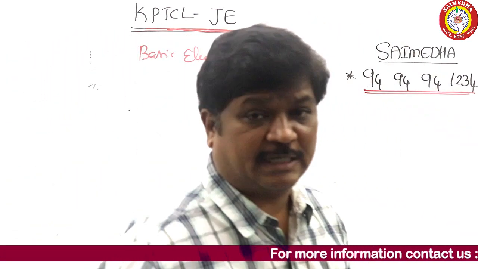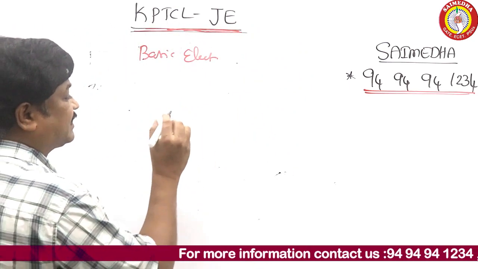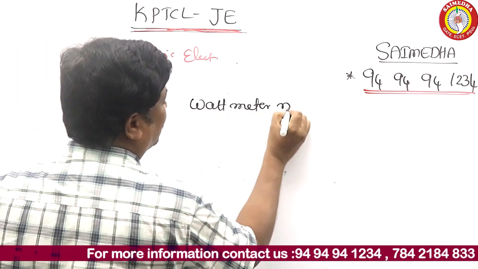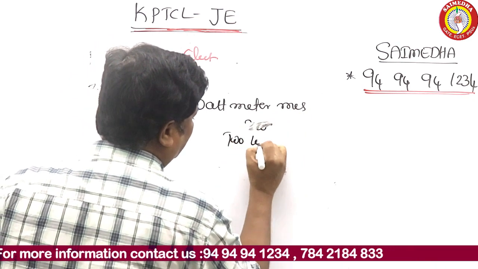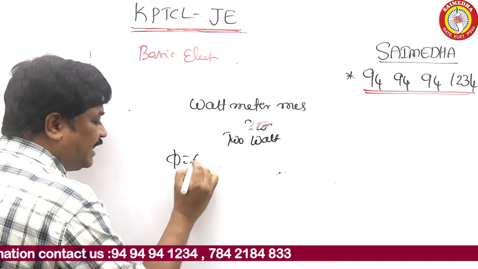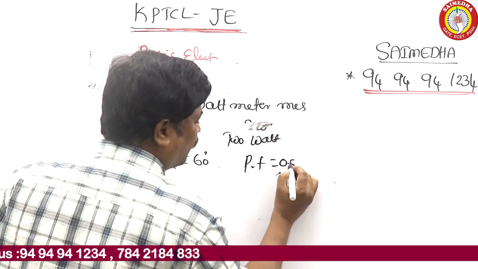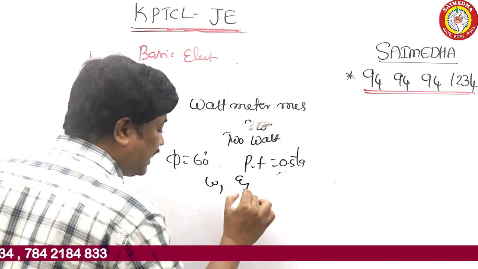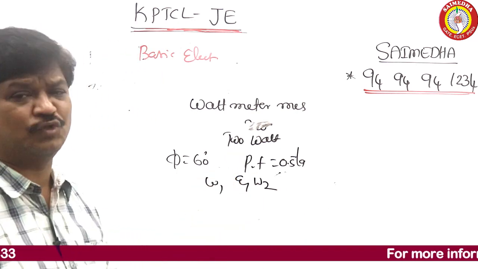And the most important topic in this basic electrical in three-phase circuits is wattmeter measurement. Two wattmeter measurement is very, very important. Suppose the angle is 60 degrees, or otherwise power factor is 0.5 lag or something like that. What is the reading of wattmeter 1? What is the reading of wattmeter 2? Something they will ask you in the measurement. This is also a damn sure question.